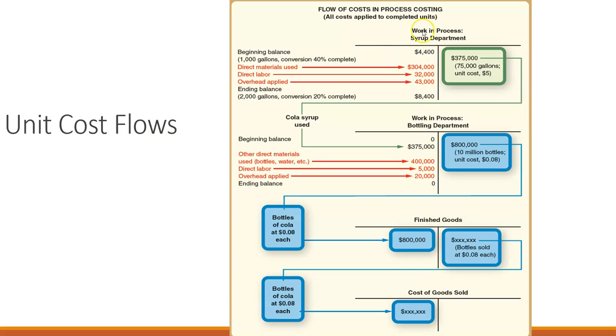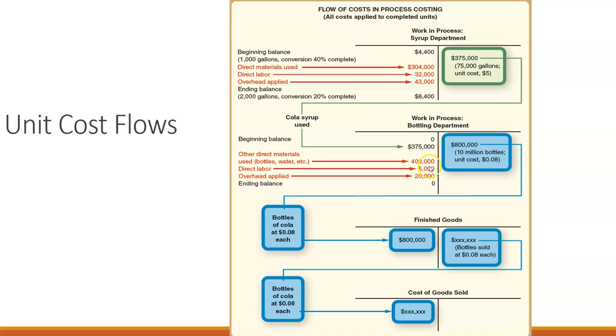When we see how this flows from the T accounts, we started with a beginning balance of $4,400. We added direct material, direct labor, and overhead. At the end of the month, we transferred 75,000 gallons at a unit cost of $5 per gallon, which we calculated with the $4 for direct materials cost and $1 for conversion costs. We transfer those costs along with the gallons to the bottling department.